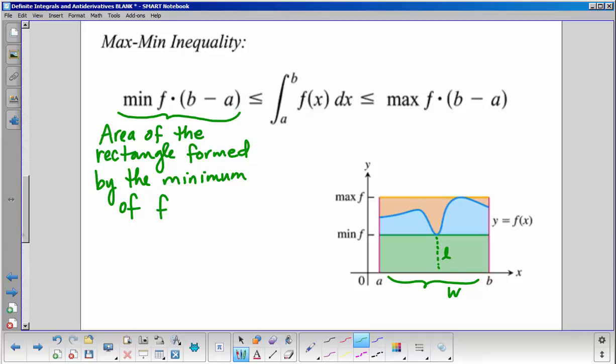Does that make sense? That's going to give you an area. It's going to give you a rectangular area that's going to be the smallest rectangular area, right? Because you've got the lowest y value, and you're using that to create an area here, this area.